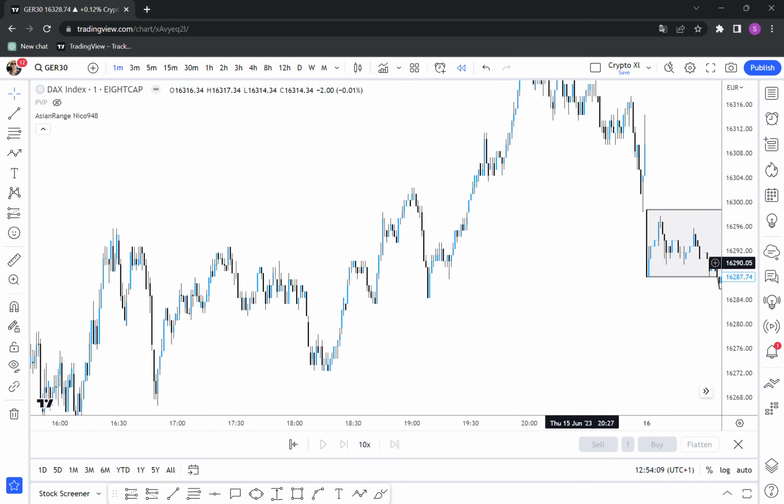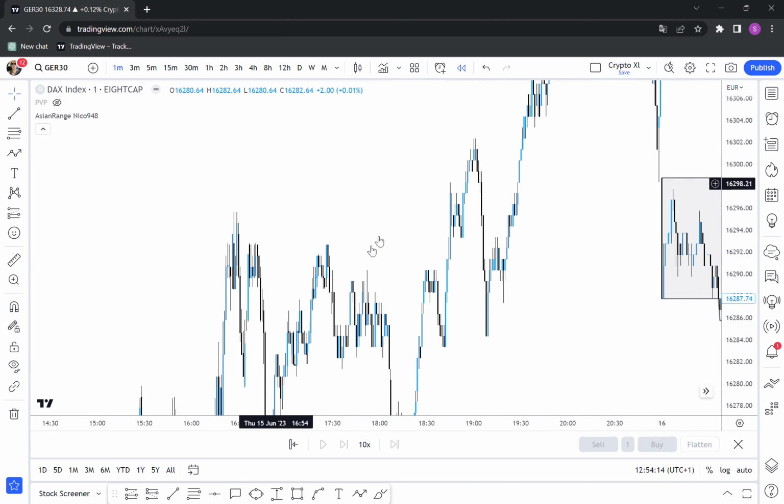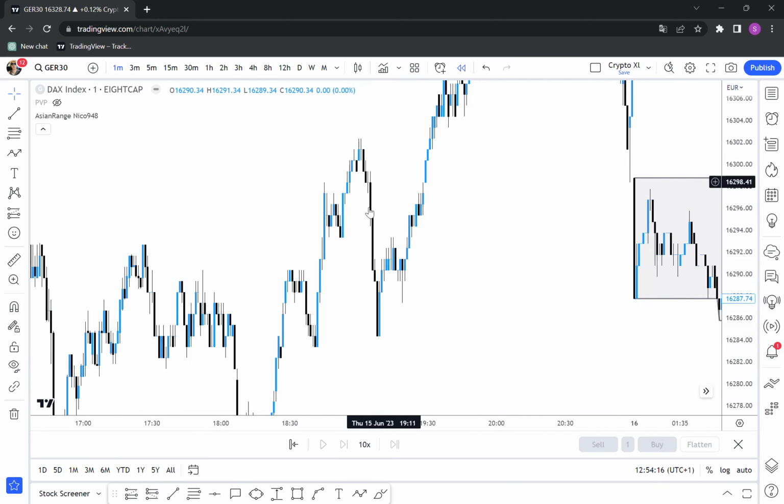And then here, we had another retracement. Here we had this impulse that broke all the previous structure to the upside. Then the price came back here. There was another imbalance to fill here, okay? And the price reacted perfectly.